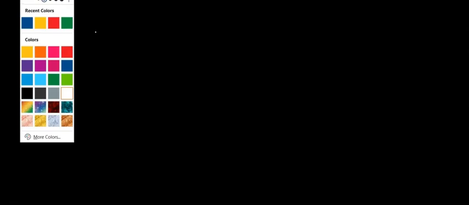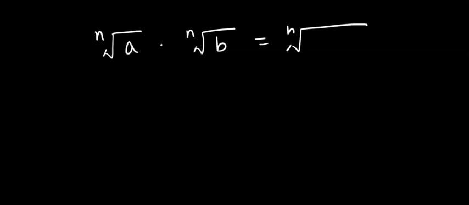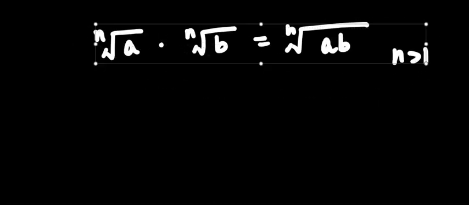Welcome back. In this practice, we're going to take care of the multiplication and division of radicals. The rule says if we have nth root of a times nth root of b, we can have nth root of ab, where a and b are positive numbers, and n is an integer greater than 1. That is the rule. Now with this rule, we can take a look at some super basic multiplication.